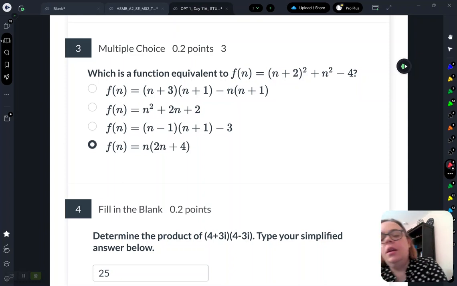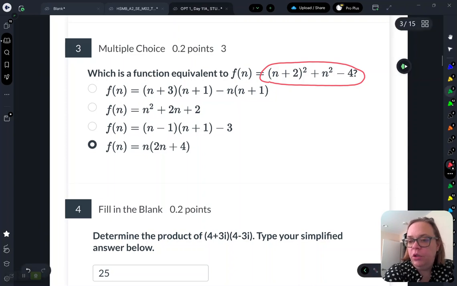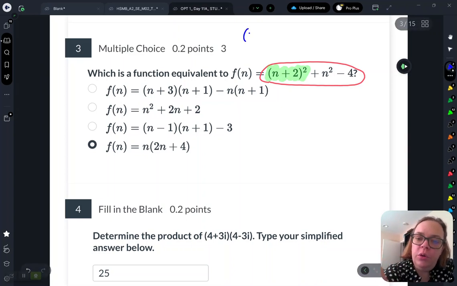So this first one is what we're trying to identify is equivalent to something else. We're going to have to take this n plus 2 quantity squared. We're going to have to FOIL that or distribute that or however you're taught to call that. You can do n plus 2 times itself.